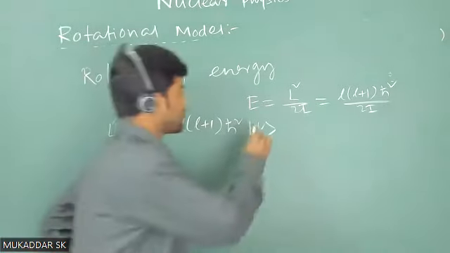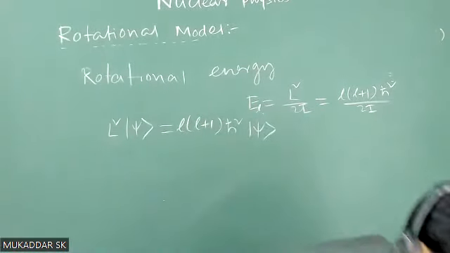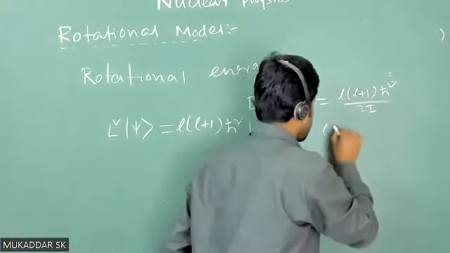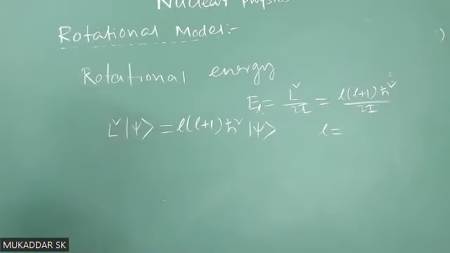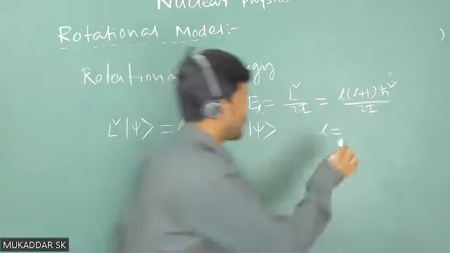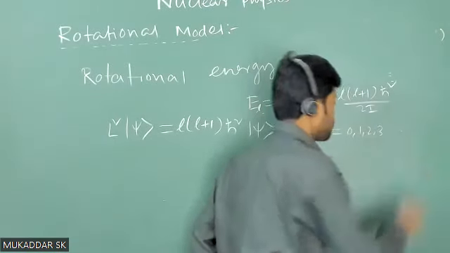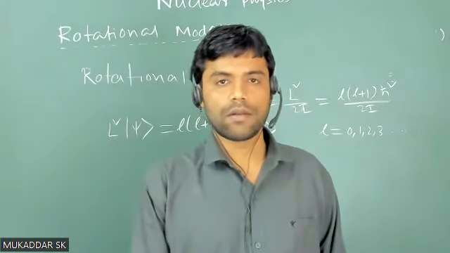Better you use the symbol L subscript here. And what are the possible values of L? Anyone can tell me? It can take values like 0, then 1, then 2, and 3, and so on. These are the possible values of L, right?